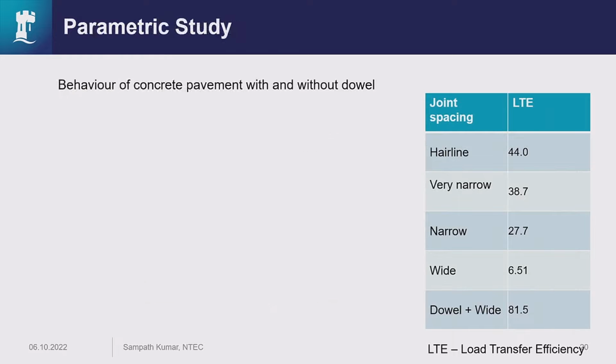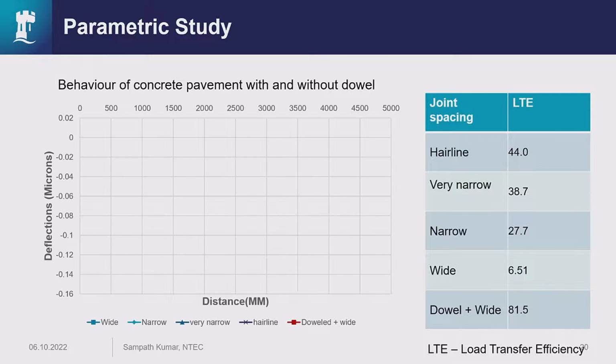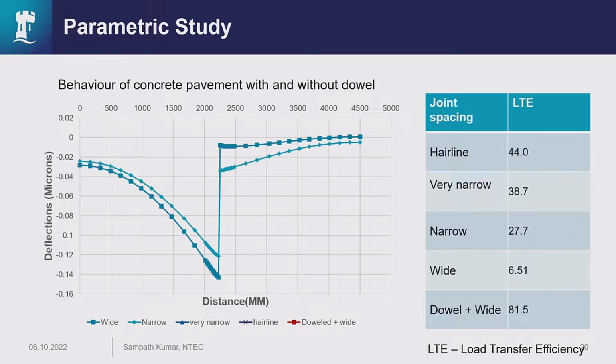Results of the first study: what happens with dowel and without dowel, which we tried in the finite element analysis with different joint openings. When there is a very wide opening, you can see very little load transfer, which is around 6.5%. When there is load on one slab, there is very little load transfer to the other slab. Similarly, when the joint opening decreases, you can see an increase in the load transfer efficiency.